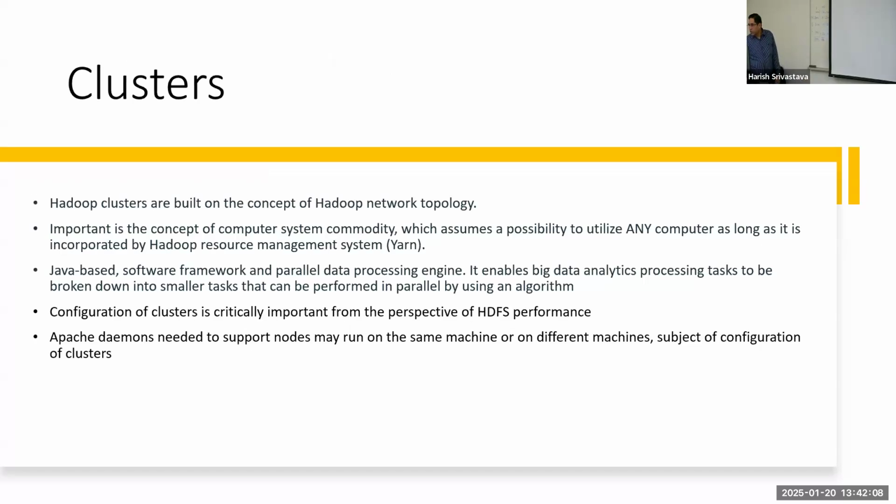Hadoop clusters are built on the concept of Hadoop network topology. Important is the concept of commodity computer systems, which assumes the possibility to utilize any computer as long as it is incorporated by the Hadoop resource management system, YARN. It's a Java-based software framework and parallel processing engine. It enables big data analytic processing tasks to be broken down into smaller tasks that can be performed in parallel by using the algorithm. Configuration of the cluster is critically important from the perspective of HDFS performance. Apache daemons that support the nodes may run on the same machine or a different machine, subject to the configuration of the cluster.